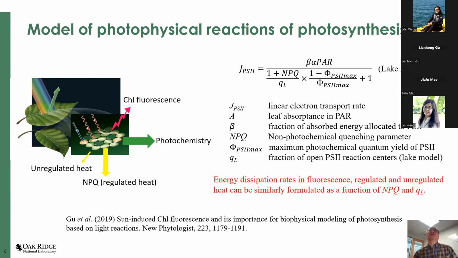Phi PS2 max is the maximum photochemical quantum yield of PS2. Energy dissipation rates in fluorescence, regulated and unregulated heat can be similarly formulated as a function of NPQ and QL. Here we assume a lake model connectivity of photosynthetic units. A Potter model version can also be derived.